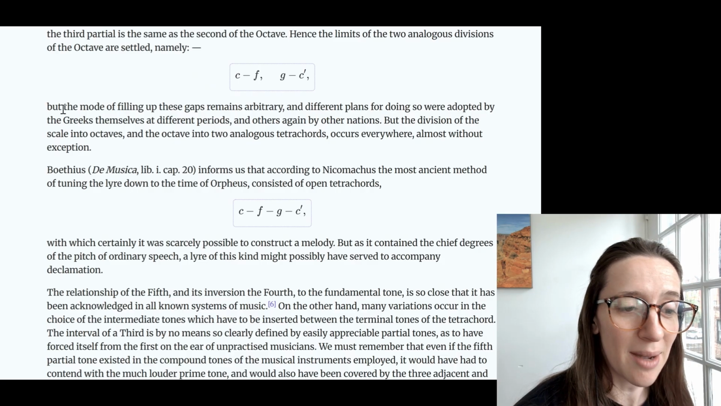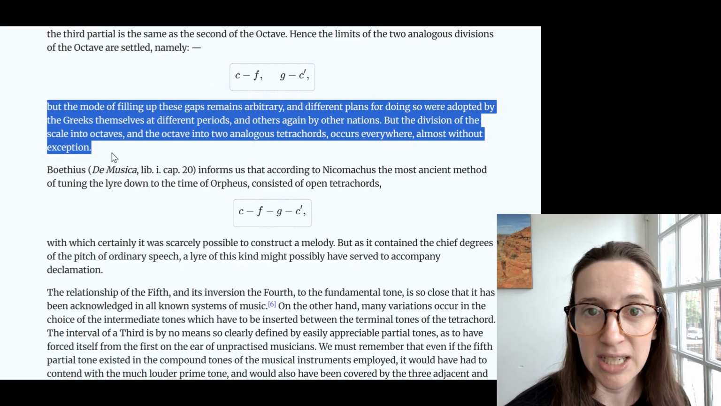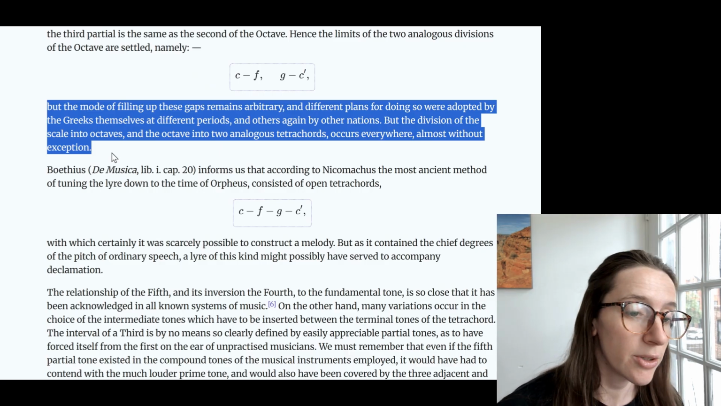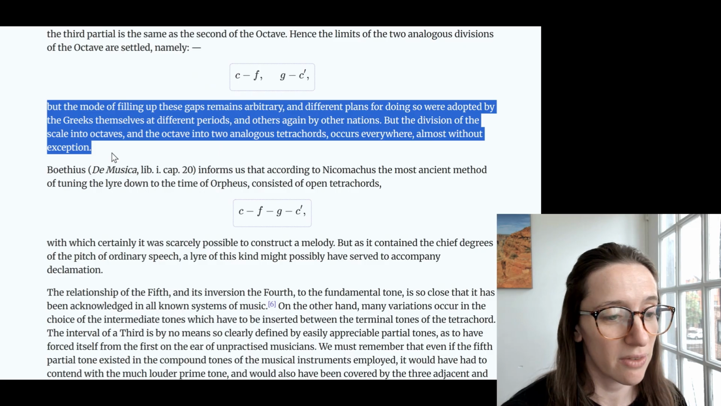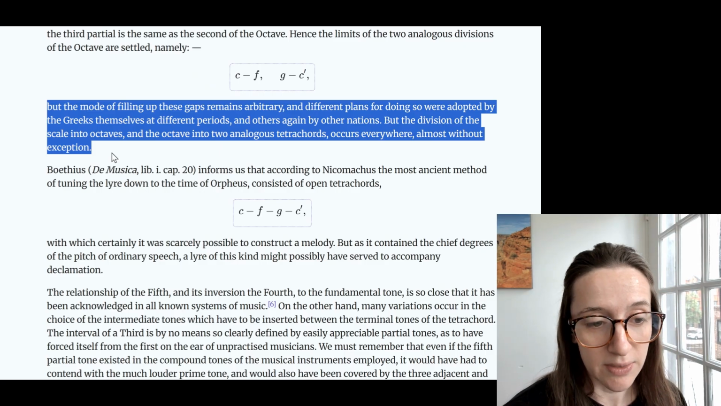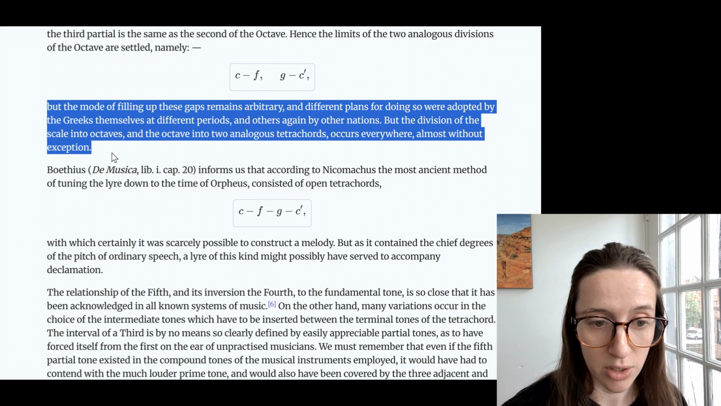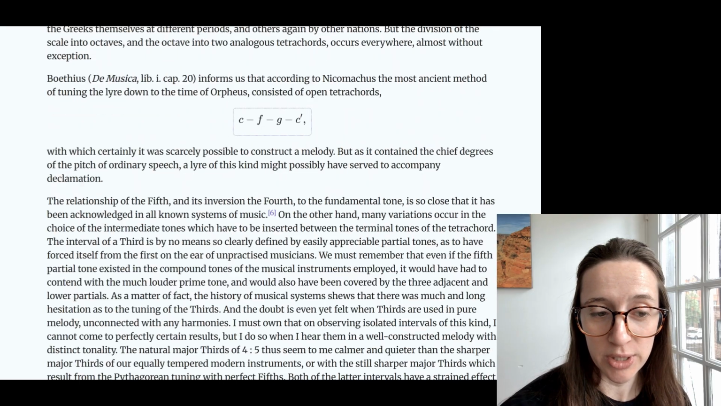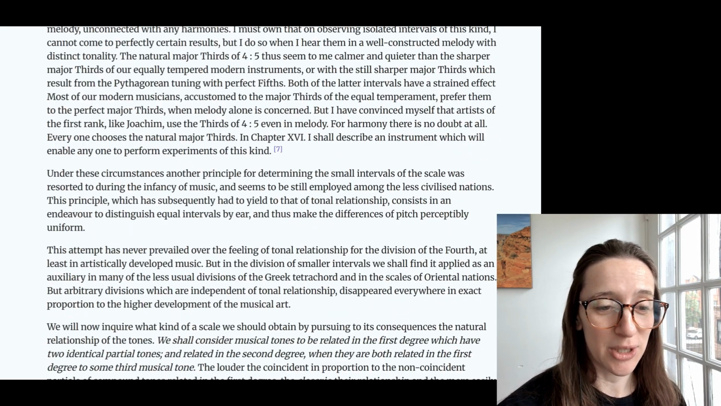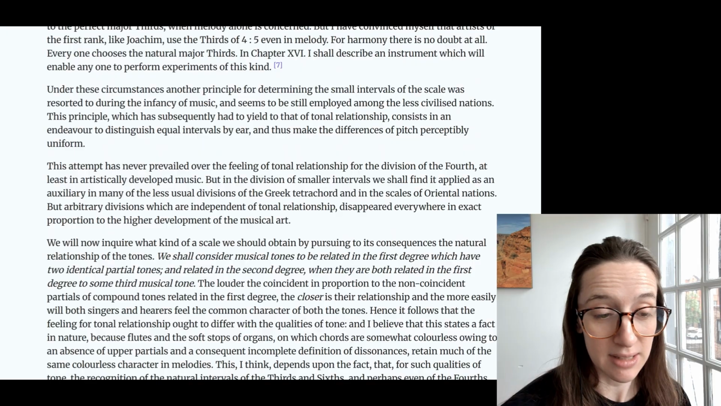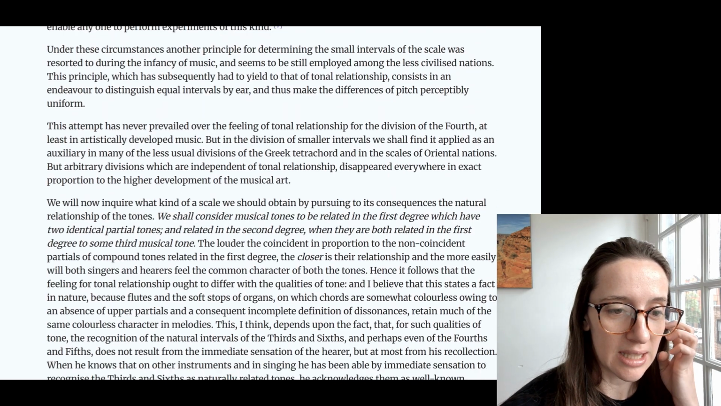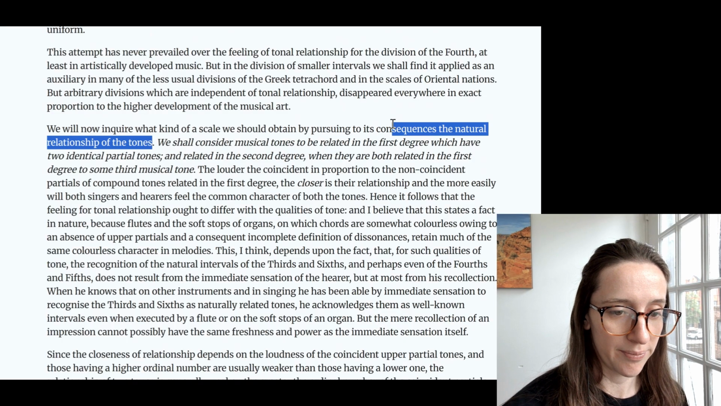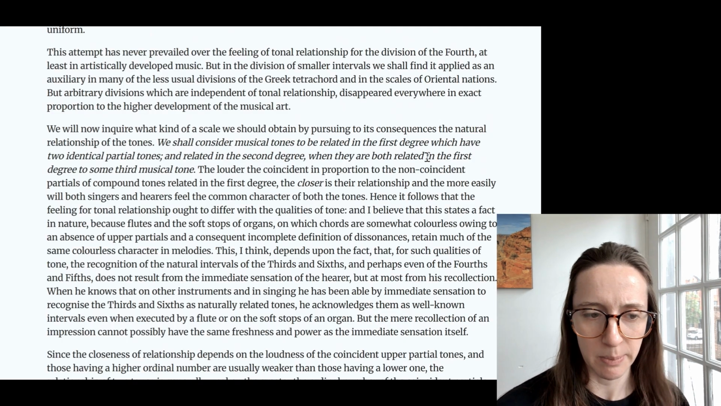But the mode of filling up these gaps remains arbitrary, and different plans for doing so were adopted by the Greeks themselves at different periods, and others again by other nations. But the division of the scale into octaves and the octave into two analogous tetrachords occurs everywhere, almost without exception. So that's where Helmholtz is going to start, and he's going to try and fill out this scale using the natural relationship of tones. Not totally sure what that means, but let's find out.